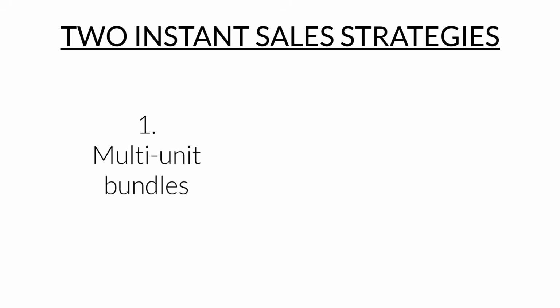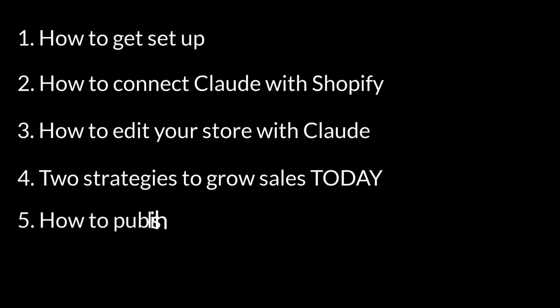First, adding multi-unit bundles to your product page. Second, adding trust symbols below the buy buttons, just like the $200 million brand, The Ridge. Fifth, how to publish this so it's 100% live and making more money for you. So let's get into it.